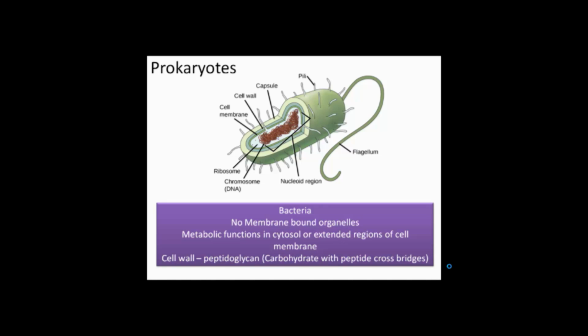They do have a cell wall. Peptidoglycan is a carbohydrate with peptide cross bridges that it is made out of. So it is not made out of the same stuff that plant cell walls are made out of. Some bacteria will have a capsule. When we get to domains of life later on, we'll look more in detail at which bacteria have this capsule and which do not. But for right now, we're just looking at the general bacterial structure.